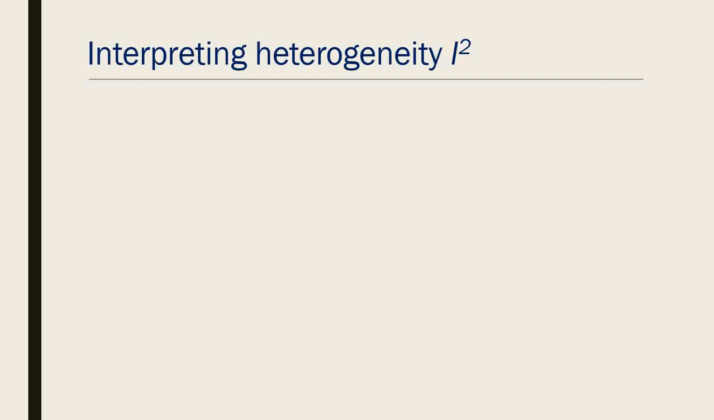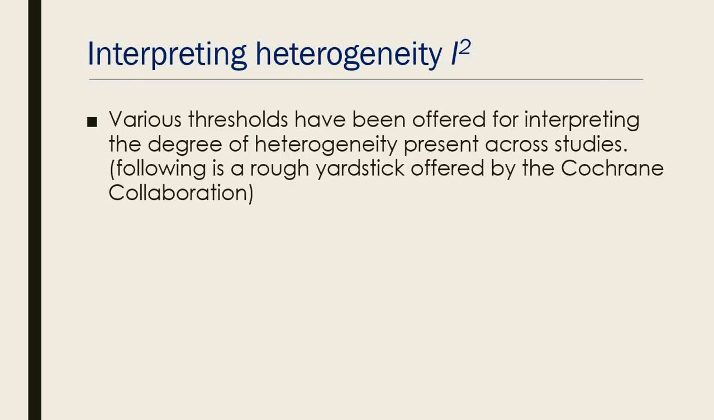So how do we go about interpreting heterogeneity? Well, there's various thresholds that have been offered for interpreting the degree of heterogeneity present across studies. Now I'm going to give you the following, which is a rough yardstick offered by the Cochrane collaboration. They're a large international consortium of medical statisticians who produce evidence-based literature. So 0 to 40%, that's minimal variability.